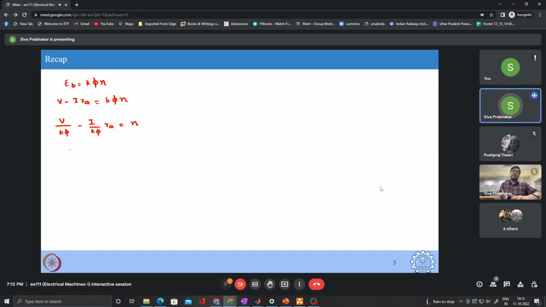So if you are equating flux to current as well, we get K dash into I. So V by K dash into I minus I by K dash into I into RA. So this I and I will cancel, and as you know, RA is a very small quantity. So V by K dash into I is approximately equal to the speed. So we can control the voltage to control the speed. Another method is to control the current.